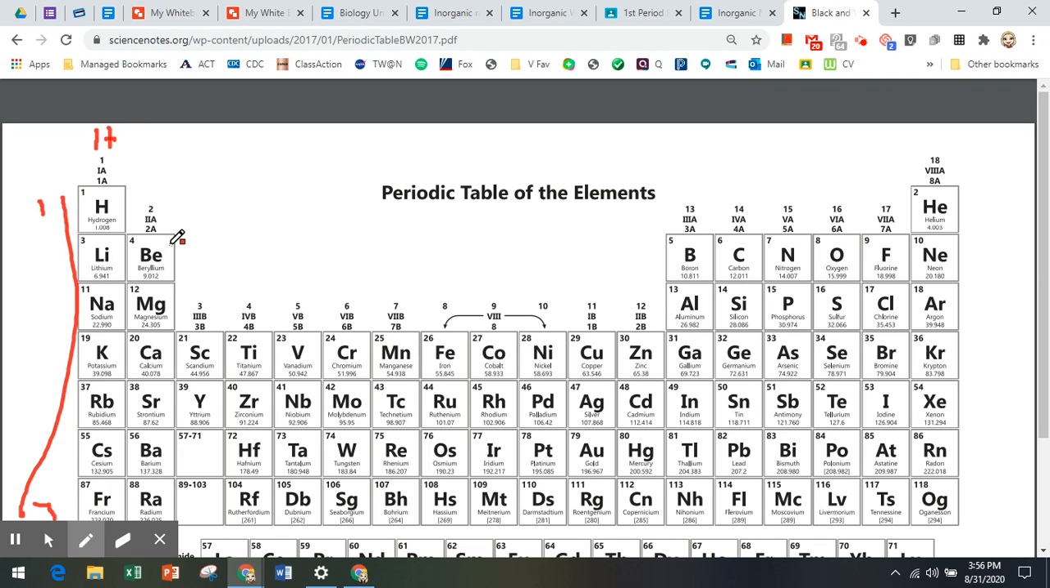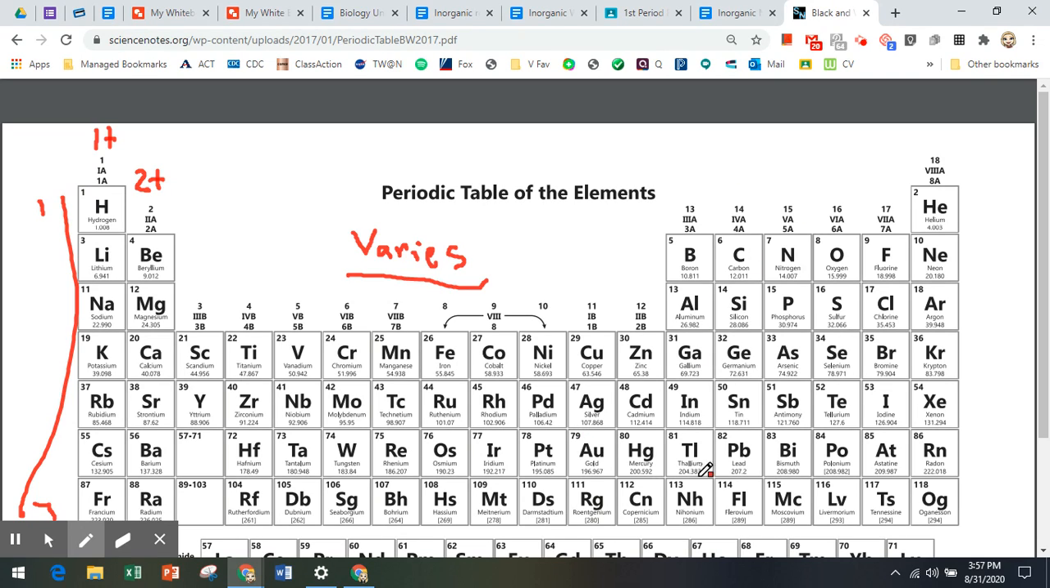Same thing with group 2. Every element in group 2 has 2 valence electrons, and so they would have to lose 2 electrons to have a full outer shell. If they lost 2 electrons, they would have a 2 positive charge. And just like before, when the valence electrons vary for the transition metals, the charge also varies. So if you're figuring out the charge on any of the elements in this lowered section that drops down in the middle, the charges on those elements vary when they form ions.